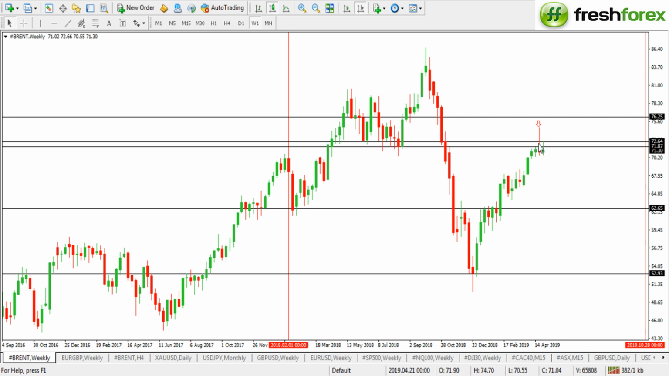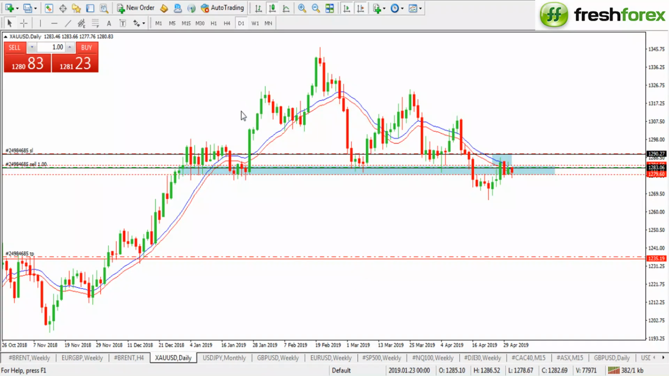Brent oil, we're looking for a sell. That's the recommendation. You're supposed to look for a sell, especially if price can get back up to somewhere around 72.64. So we move forward to gold, and on gold I'm still having the same perspective from yesterday.